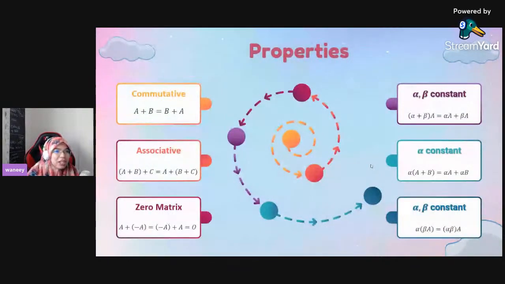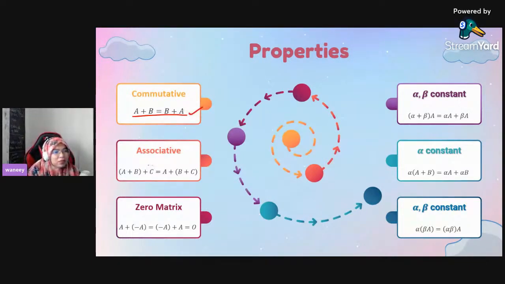Okay, so now there are a few properties that we need to know. The first one is something called the commutative. So, dia nama-nama ni tak hafal pun tak apa. The thing is, you need to understand what we mean over here. Commutative means that if we do A plus B, it will be similar to B plus A. So that means for matrices, if let's say you have A plus B, if you change the B to the front, it will be equal to the same value. So B plus A equals A plus B.